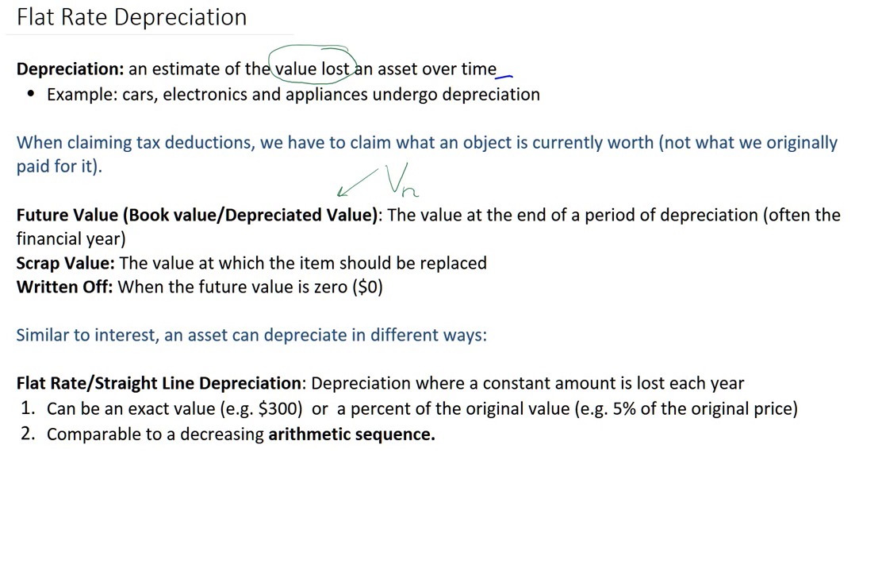And we check the value basically at the end of each period. Typically that's the end of the financial year. So each year we reevaluate our value. We keep doing that until it gets to its scrap value. Okay, so this is typically where the item should be replaced. So the product, whether it's a car, photocopier, phone, is no longer worth using, okay, so it needs to be replaced. That's not necessarily when it gets to a value of 0.